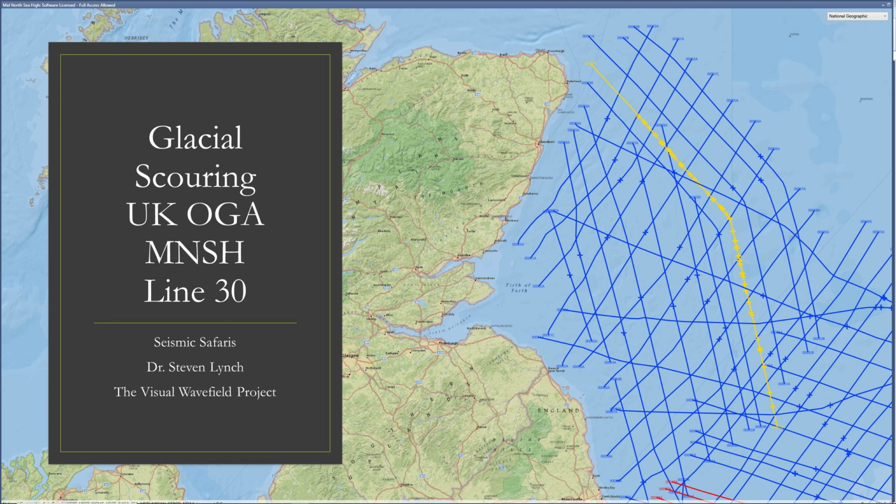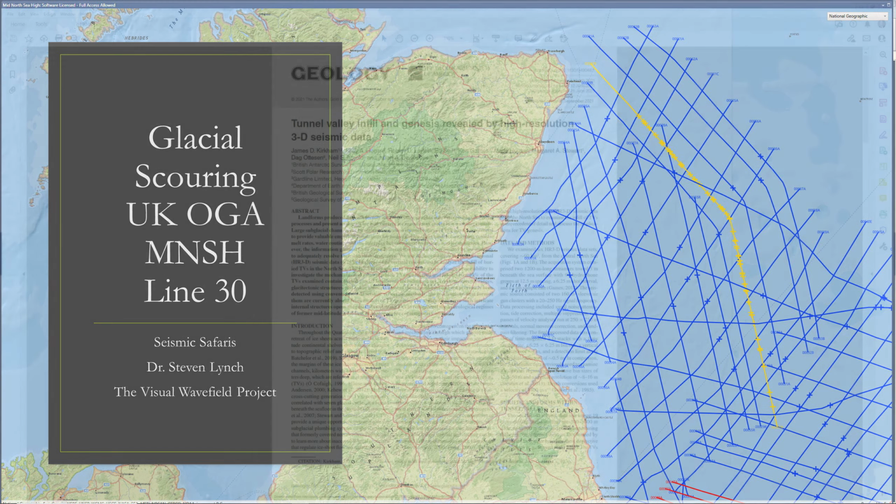Welcome to Seismic Safaris. In this episode, we will investigate examples of glacial scouring in Line 30 of the UK Oil and Gas Authority's Mid-North Sea High data. You can see it highlighted in yellow.